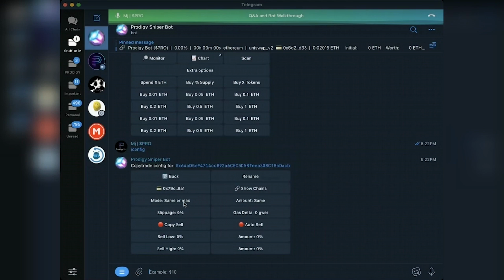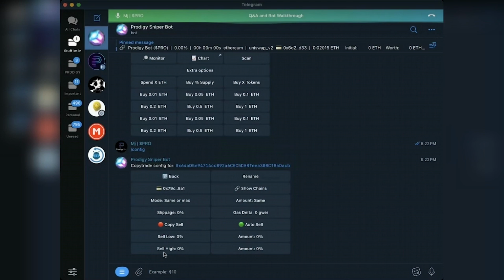Copy sell, if you want to copy sell, you can when they sell. And if you want to auto sell, that button's here too. This is sell low and sell high for auto sell. Copy sell will try and copy their sells, obviously. But auto sell will sell low this amount, sell high this amount.